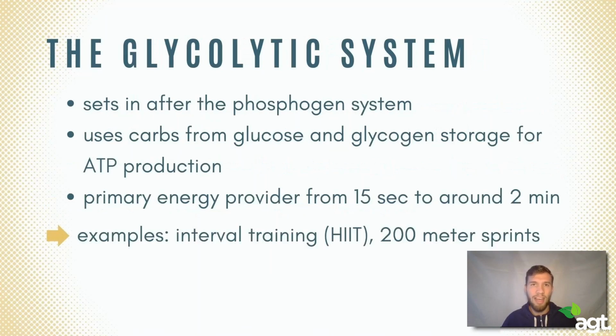Exercises that last a little bit longer: when the phosphagen system is not active anymore, that's when the glycolytic system becomes active. The glycolytic system utilizes carbs from glucose and stored glycogen for the production of ATP, so for the production of energy. The glycolytic system acts as the primary energy provider from the 15-second mark, when the phosphagen system is not active anymore, until around the 2-minute mark. Some examples here would be high-intensity interval trainings, 200-meter sprints, all kinds of exercises that are above the 15-second mark but are still kind of short.